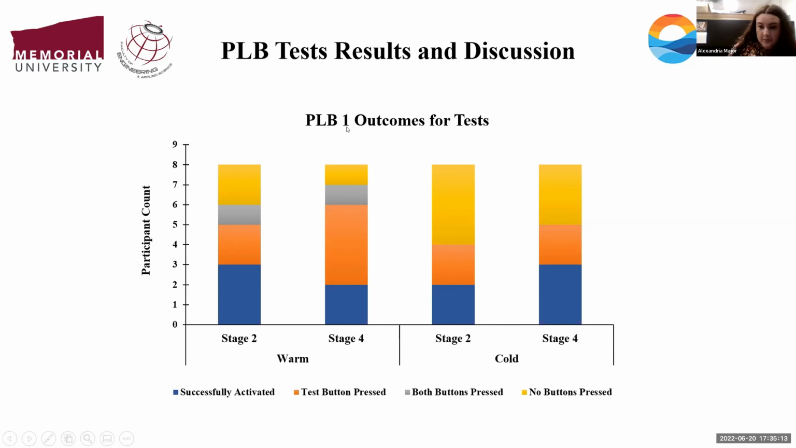So this is an example of one of the PLBs which was used, and this PLB was the one which had the buttons located on the side of the device. As you can see here, the test button was pressed a lot in the warm condition. And overall, the activation is shown in the blue, the successful activation. I would say around 31% was correctly activated across all stages if you lump it together.